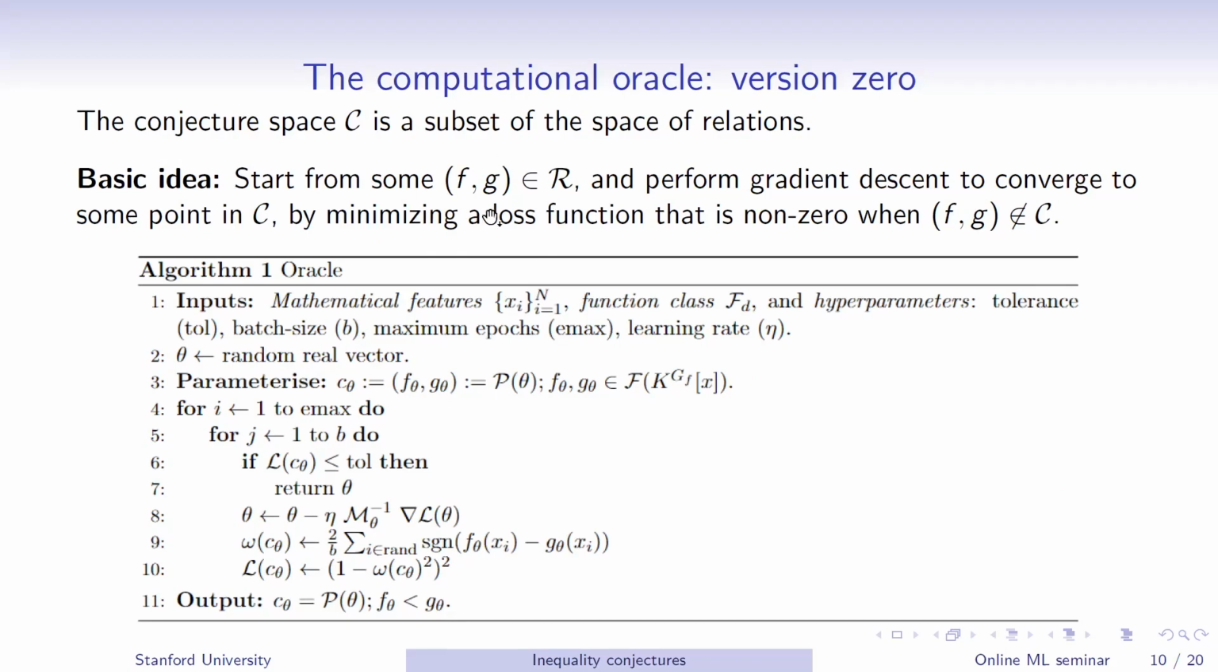So we start with some arbitrary point, and then we will perform some gradient descent based on some loss function to converge to some point in C. And the loss function is designed so that it is non-zero when fg is not in your conjecture space, and it is 0 when it is in the conjecture space. So that is basically what it does.